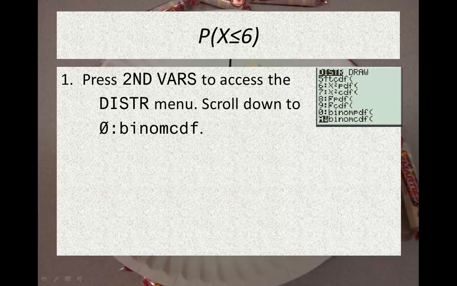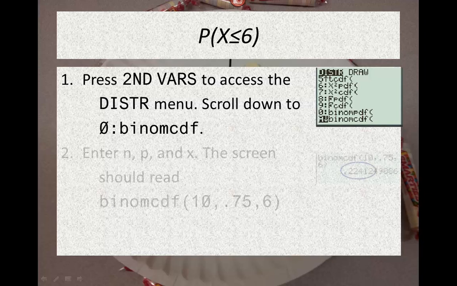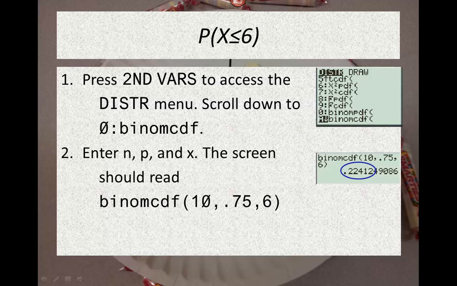From the distribution menu, select the binomCDF choice. The C in binomCDF stands for cumulative. It will add up all the probabilities for numbers less than or equal to the number you entered. Enter n, p, and x as you did with the binomPDF command in the previous example. We find that the probability of 6 or fewer nurses leaving is 0.2241, or 22.41%.